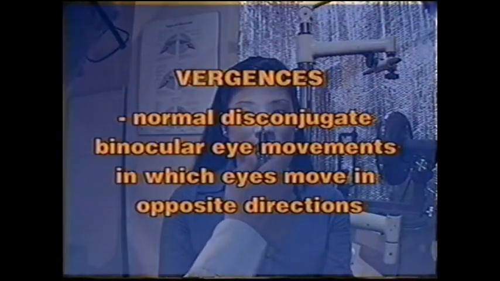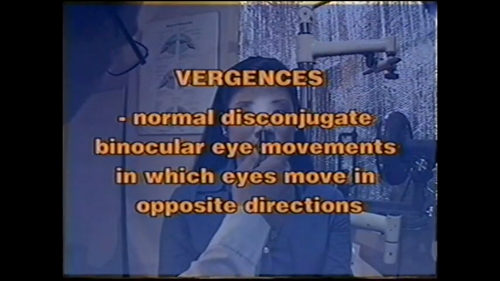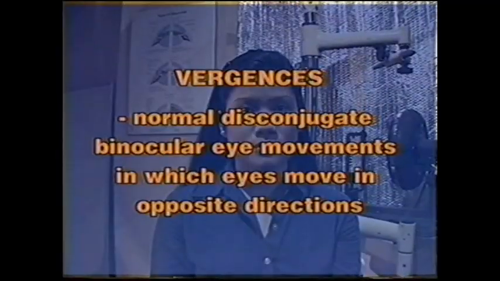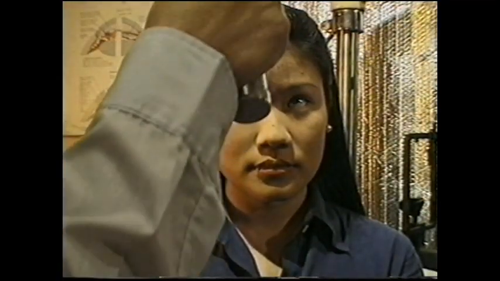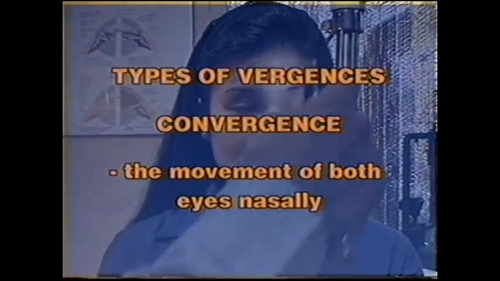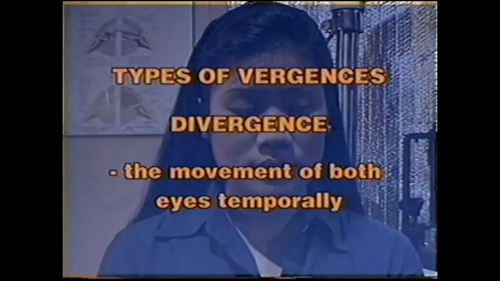Vergences, on the other hand, are normal, disconjugate binocular eye movements in which eyes move in opposite directions. The 2 primary types of vergences routinely evaluated are convergence, the movement of both eyes nasally, and divergence, the movement of both eyes temporally.